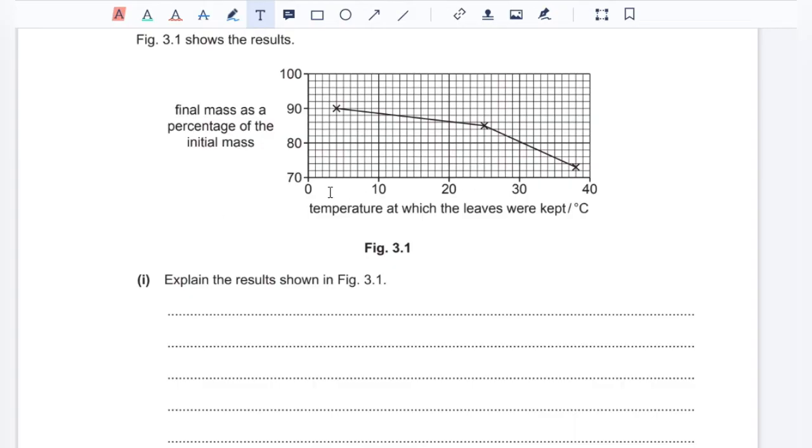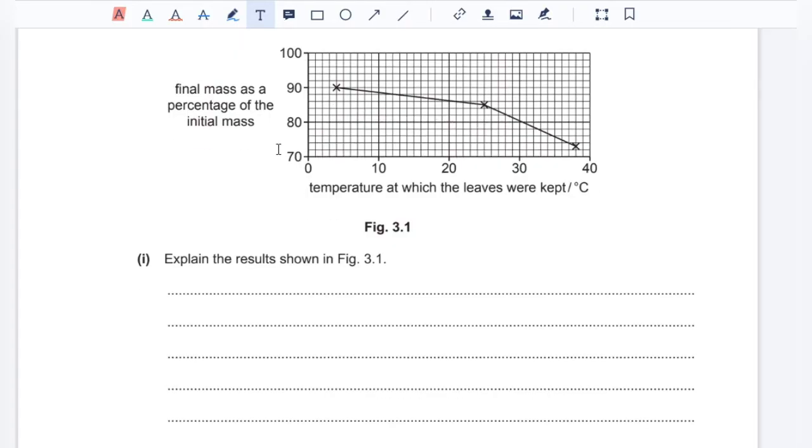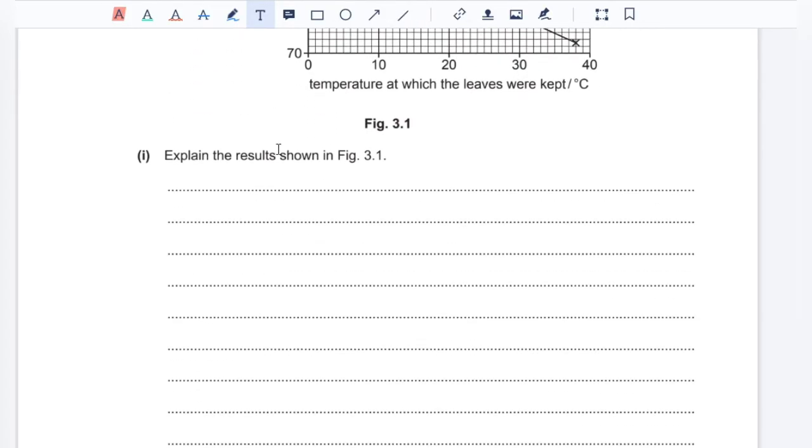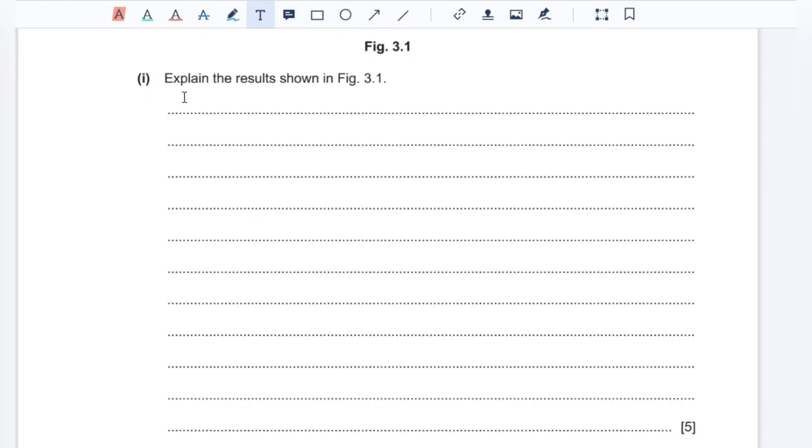So as you can see, as the temperature increases from 0 to 40 degrees Celsius, the final mass as a percentage of the initial mass is going to decrease, which also means that as the temperature increases, the mass of the leaves is going to decrease, and that's essentially because as temperature increases, water will be lost from the leaves at a higher rate, and due to this water loss, the mass of the leaves will decrease. And in this answer, you're supposed to explain this with the details of the process of transpiration.